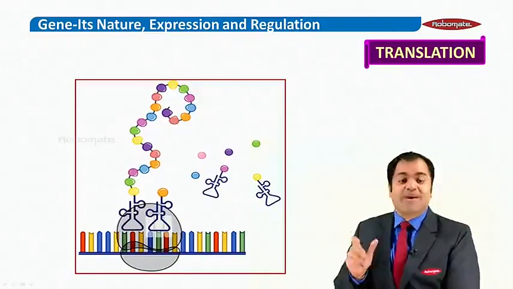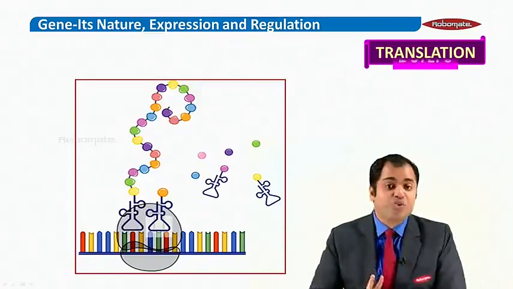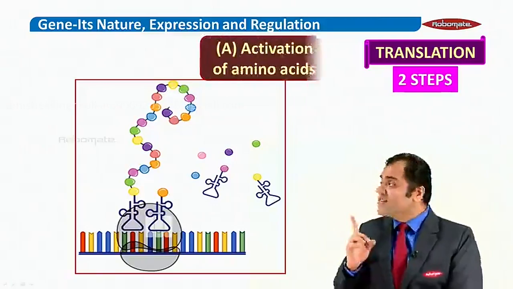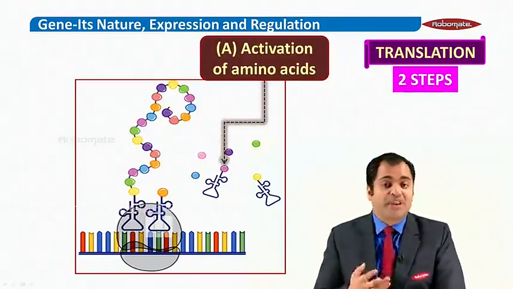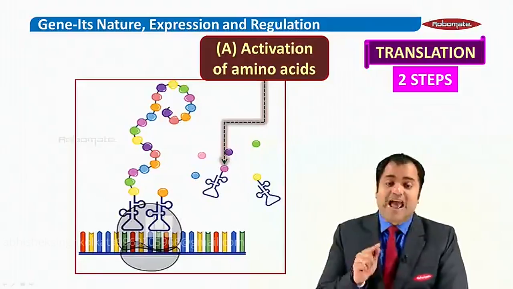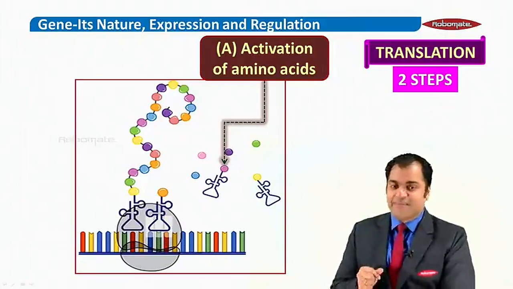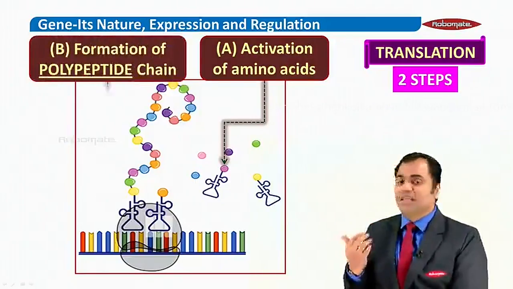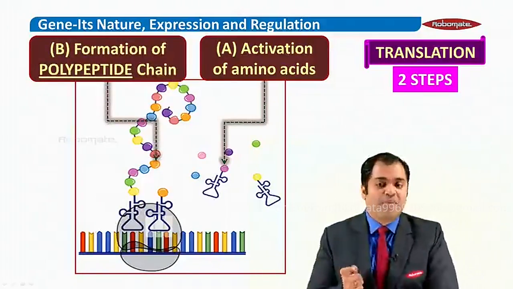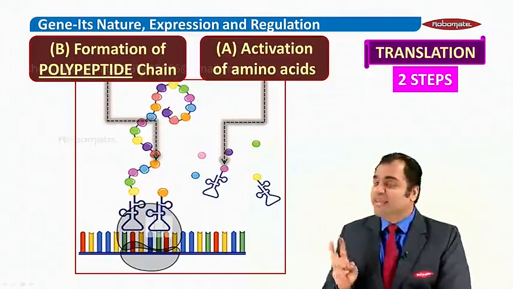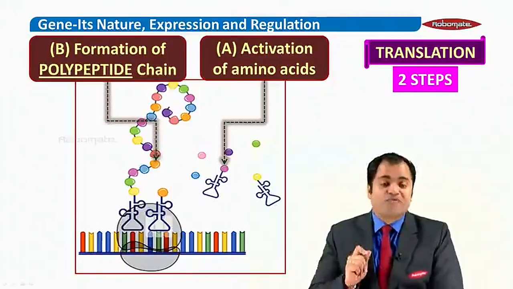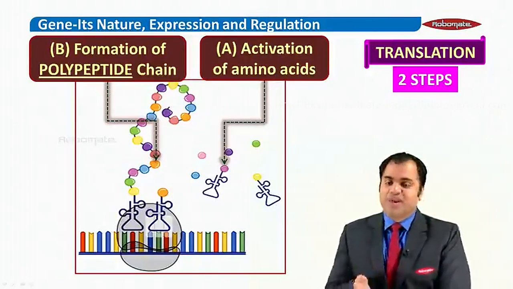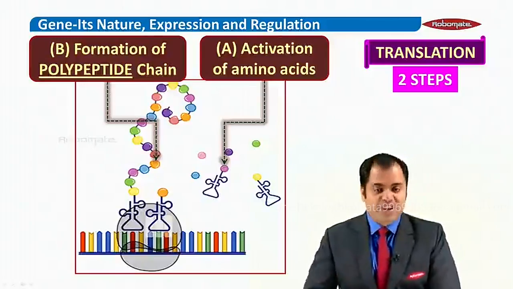But the main process of translation can be divided into two basic steps. And the two steps are as follows. The first step involves activation of amino acids. What we are doing here is adding the amino acid onto the tRNA. And the second step is bringing these amino acids together and synthesizing or forming the polypeptide chain. So these are the two basic steps of translation. Step 1 is activation of amino acid, and step 2 is formation of the polypeptide chain.